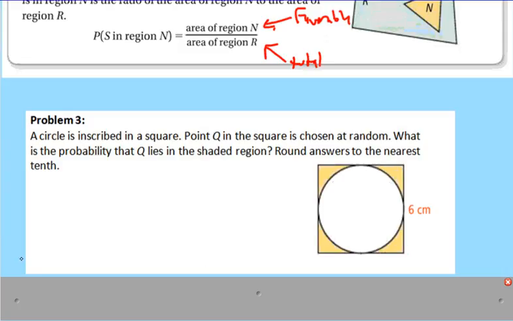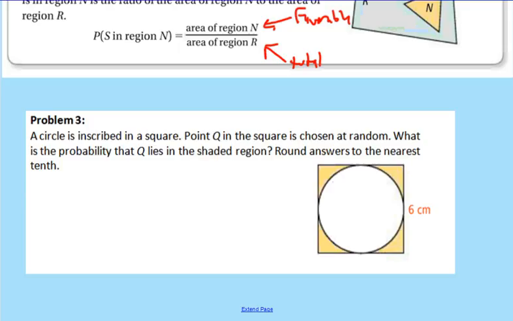In problem 1, it says a circle is inscribed in a square. Point Q in the square is chosen at random. We're going to choose a point at random. What is the probability that Q lies in the shaded region? So the shaded region would just be on the outside. Round your answers to the nearest tenth.